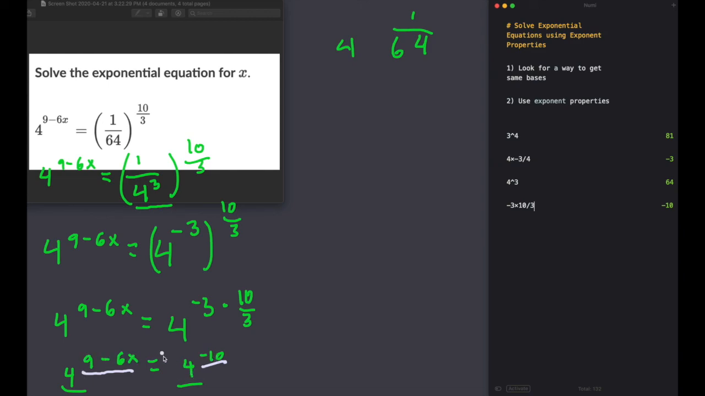So 4 raised to something equals 4 raised to something. Those two somethings must be equal to each other. So we will say 9 minus 6x equals negative 10. From here, it's a pretty straightforward algebra problem.